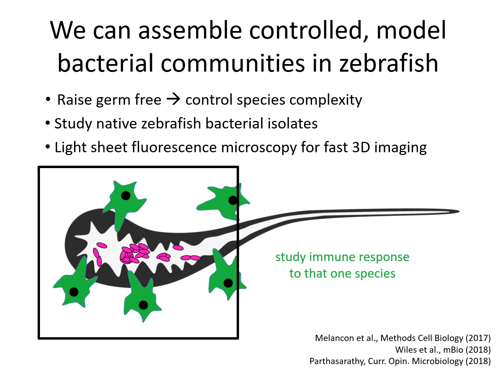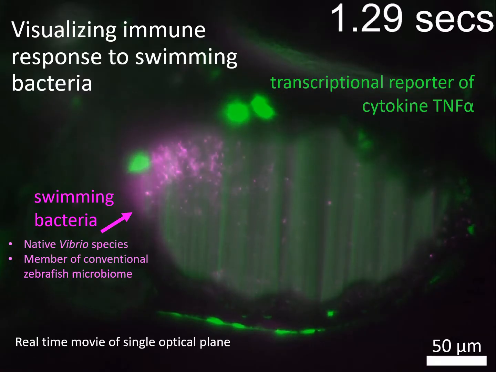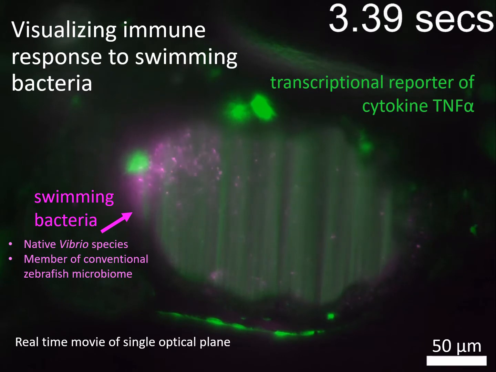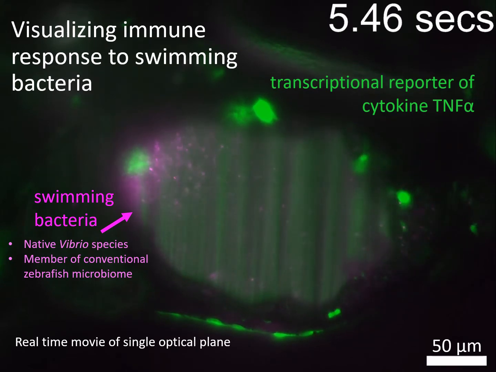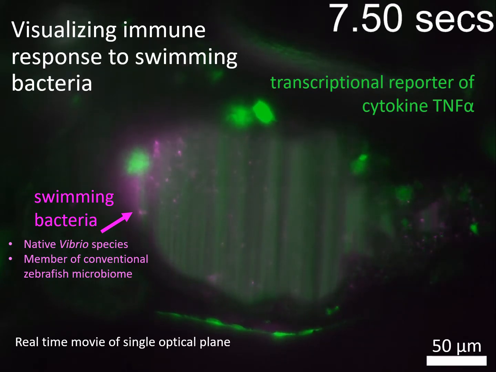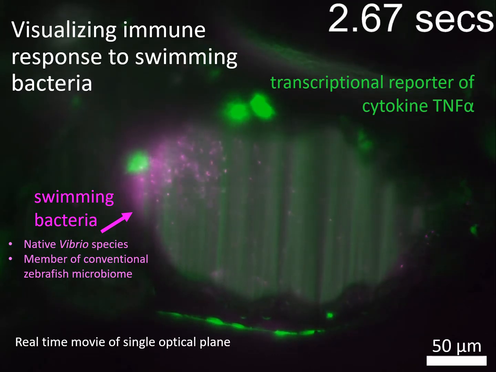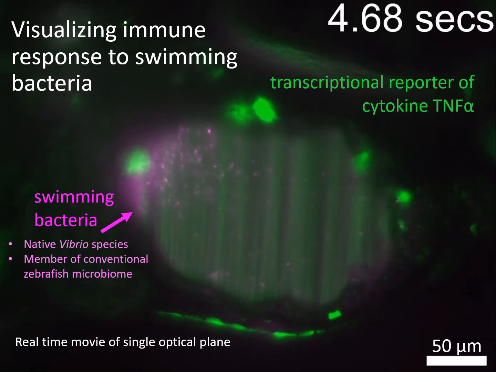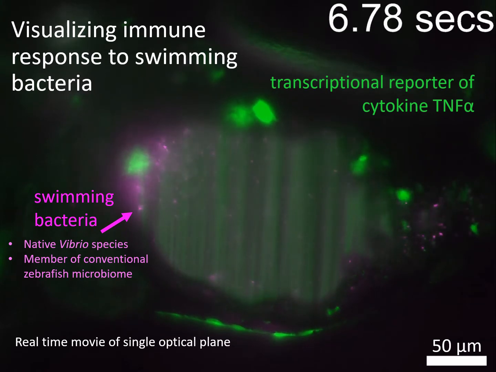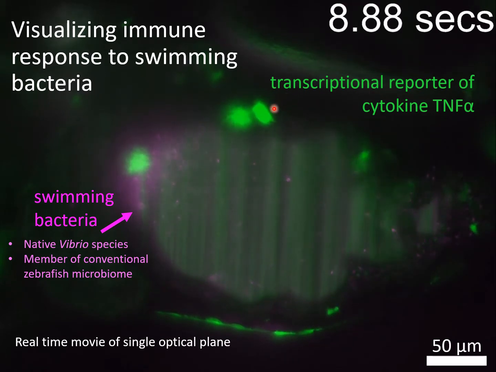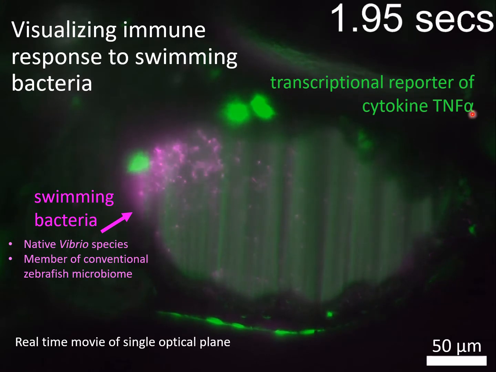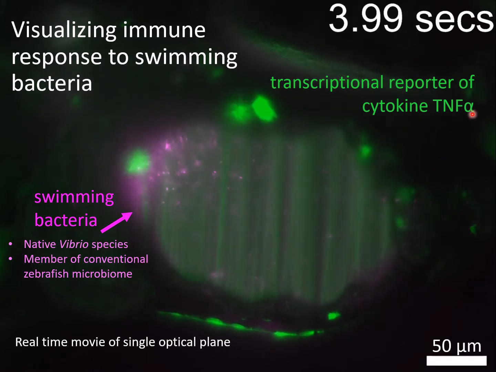Okay, zooming in on this anterior region of the gut, I'll show you what this all looks like when we put it together. So here's a real-time movie of some bacteria in pink swimming around the intestine of a live larval zebrafish. This fish has been engineered with a green fluorescent protein reporter of TNF-alpha, which is a canonical pro-inflammatory cytokine. So the idea is that these green cells you see lining the gut, just here, here, and here, are engaging in an inflammatory response.